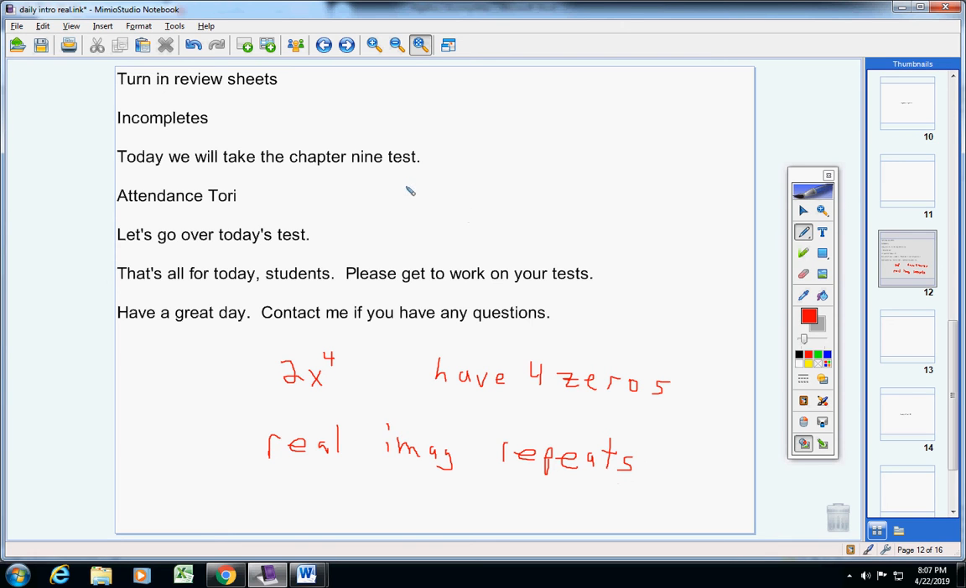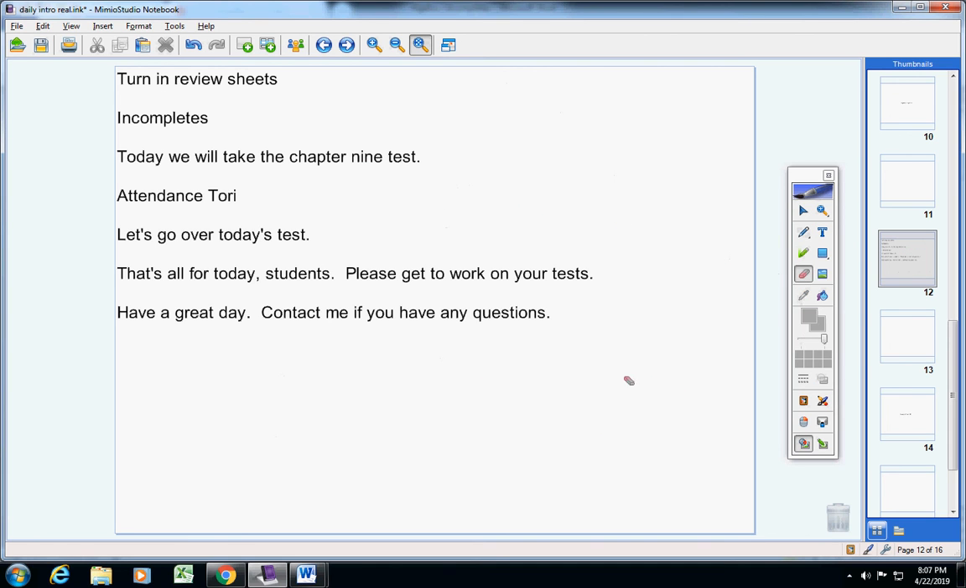Find all 4 zeros, and then write that polynomial with 4 sets of parentheses. You guys should know how to do that. For example, if 7 is a 0, then you would change the sign and put x minus 7. So find the zeros and then write your 4 sets of parentheses, okay?